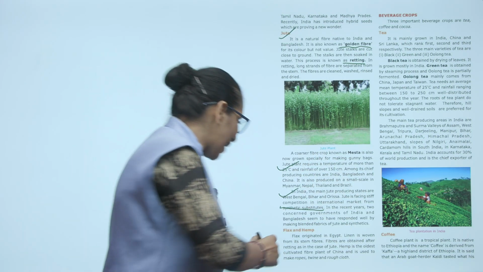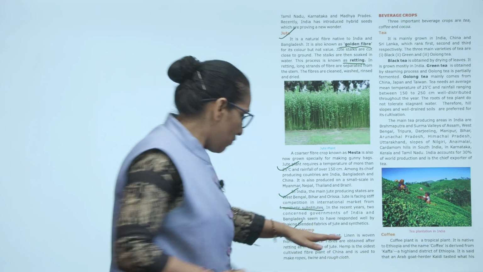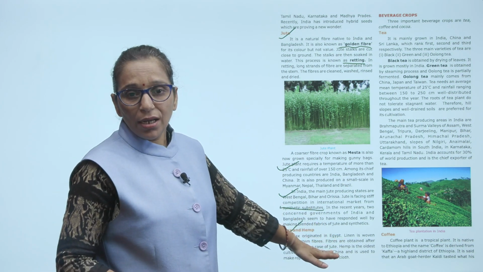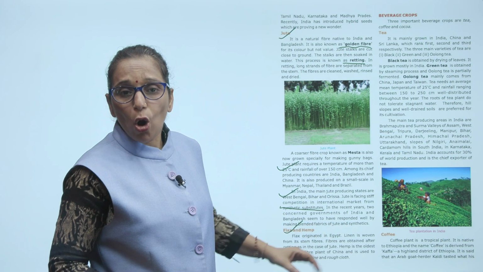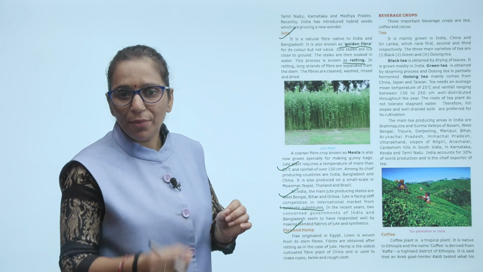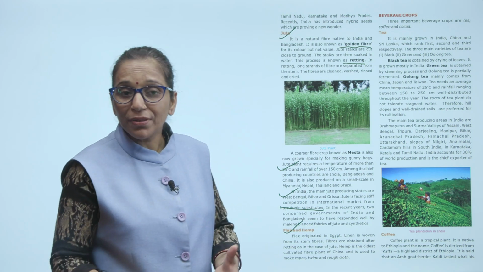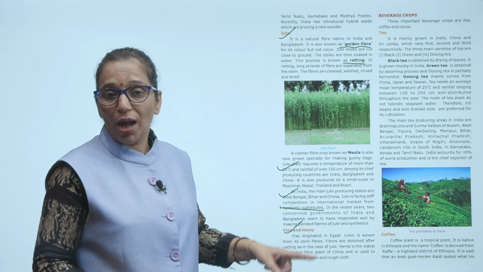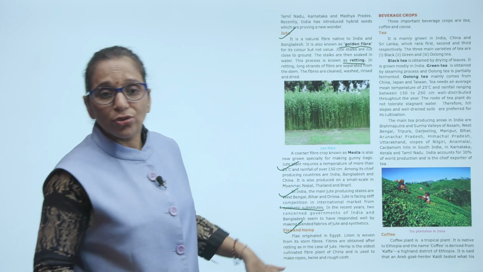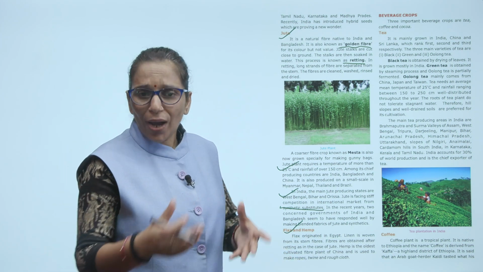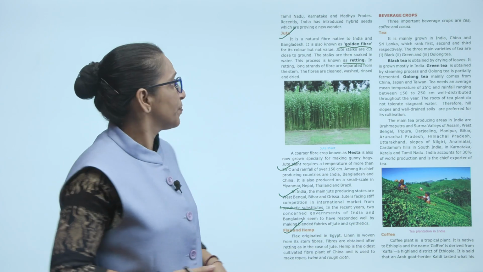Now moving to flax and hemp. Flax originated in Egypt. Linen is woven from its stem fiber. Fiber is obtained after retting as in the case of jute, and hemp is the oldest cultivated fiber plant of China and is used to make ropes, twine and rough cloths.